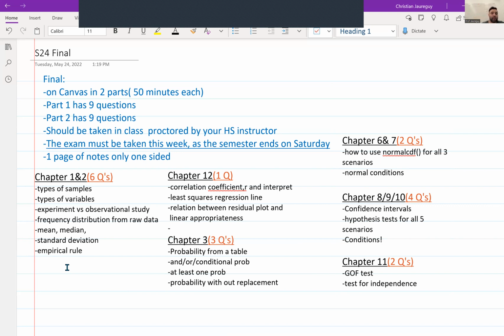Then find the mean, median, and standard deviation. The tricky part there is to make sure you know which standard deviation we're talking about, because the calculator does give us two.